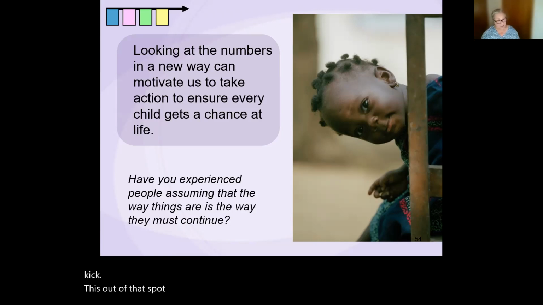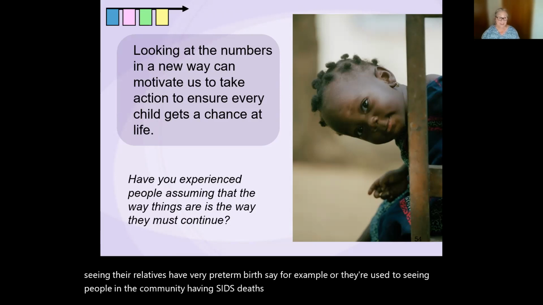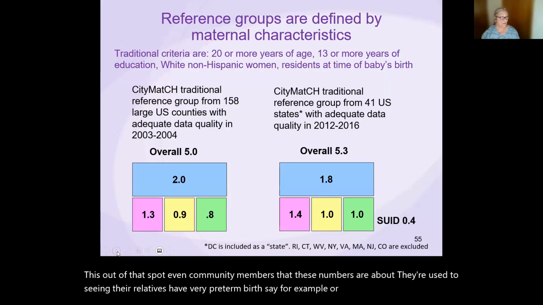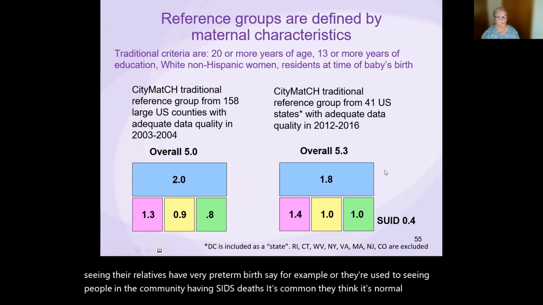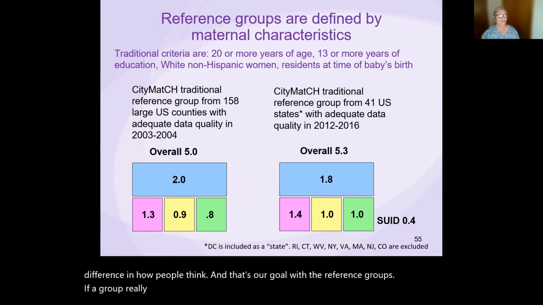Even community members that these numbers are about are used to seeing their relatives have very preterm births, for example, or they're used to seeing people in the community having SIDS deaths. It's common. They think it's normal. So seeing that a reference group has really achieved different rates can really make a difference in how people think. And that's our goal with the reference groups. If a group really has achieved this, why not? Why haven't the other groups achieved this?